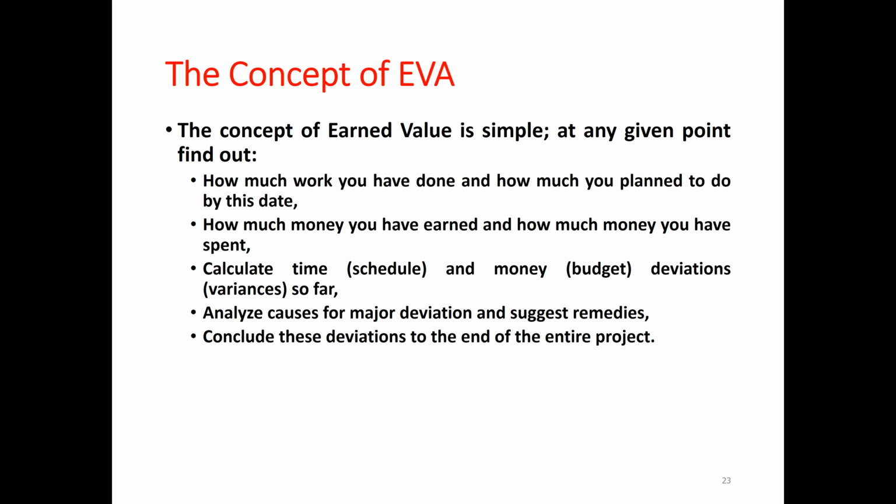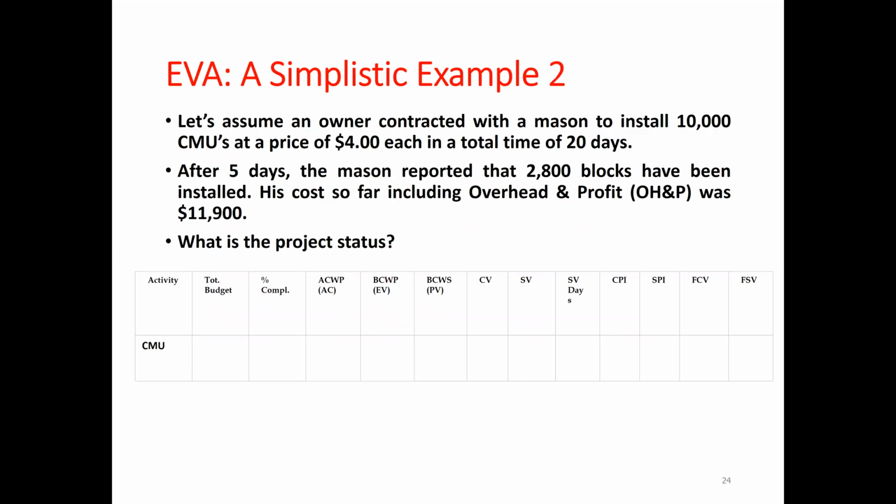This is based on the market prices to build the project. Calculate time, like schedule variance, and money budget deviations. Analyze the causes of major deviations and suggest remedies. Conclude these deviations to the end of the entire project: if we build at the same pace, what will happen at the end of the project? These are the things we are going to find out.